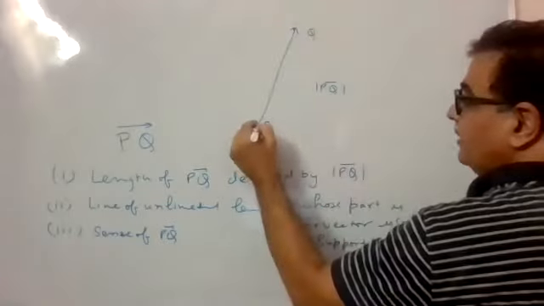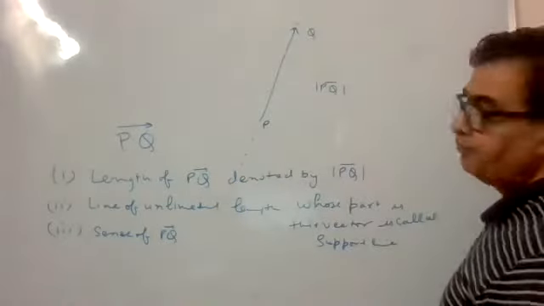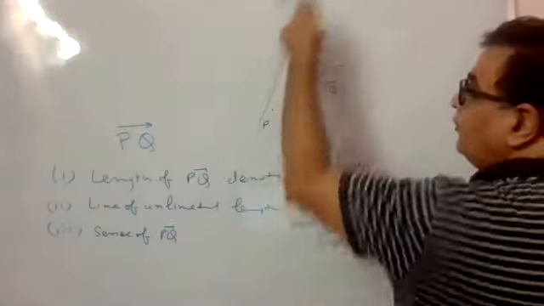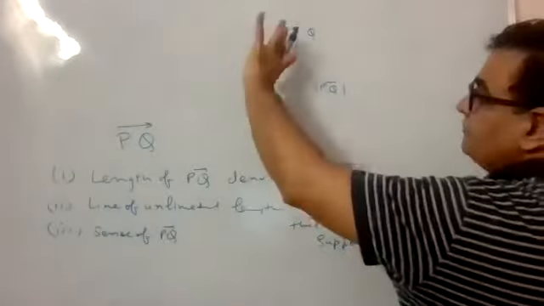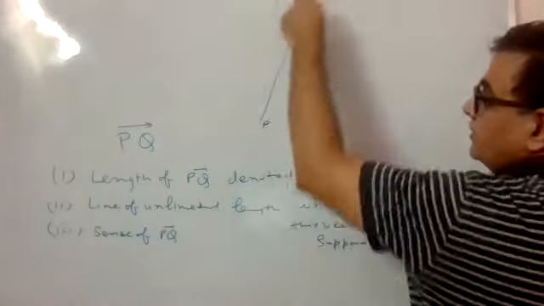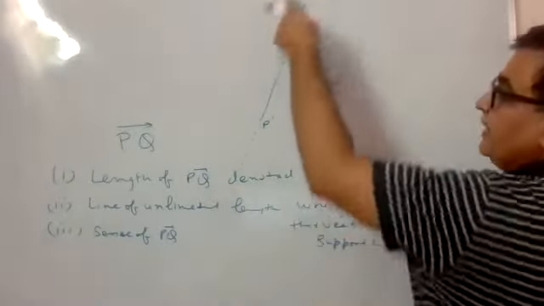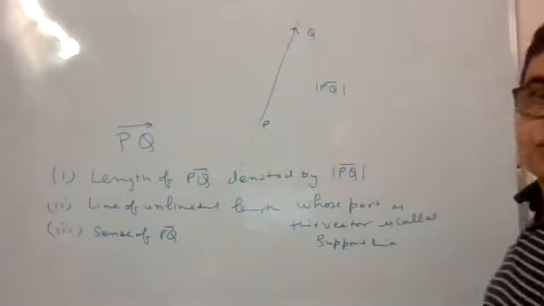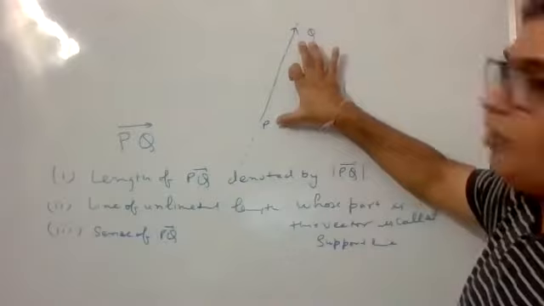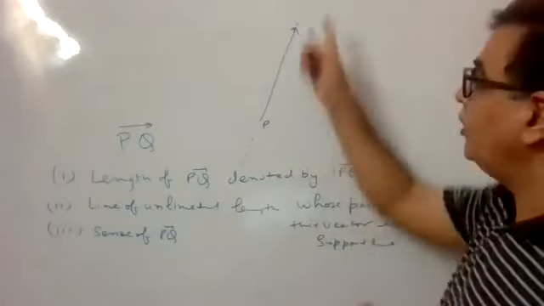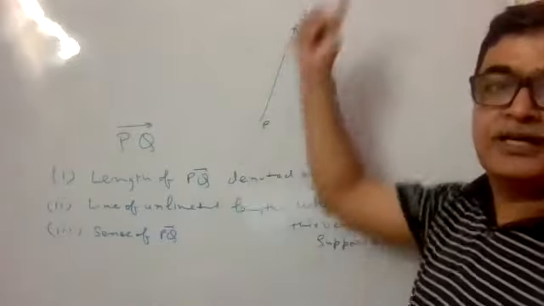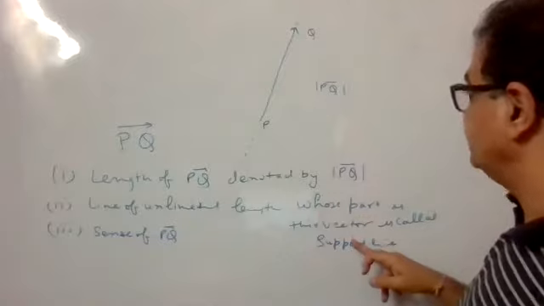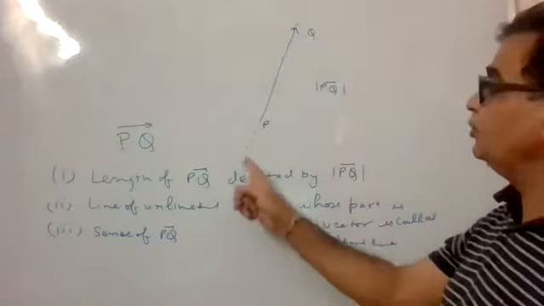This is one infinitely long line. Dotted line extended to infinity. Then this vector will be part of this infinite line, or you could say this vector is a line segment of this line. Then this unlimited length line will be called the support line. So the line of unlimited length, whose part is this vector, is called support line. So this is our support line.